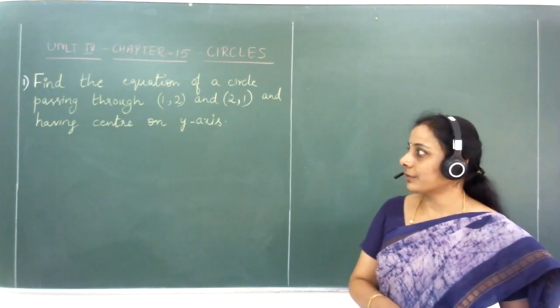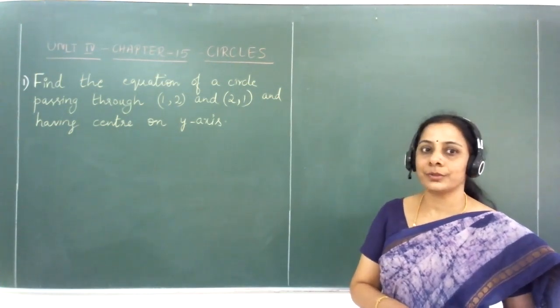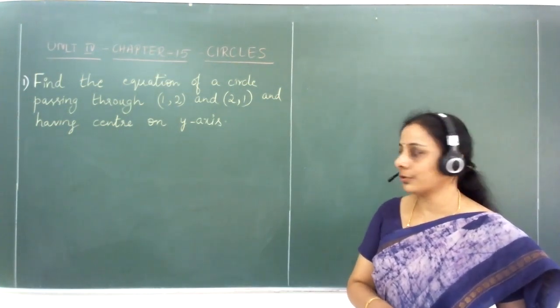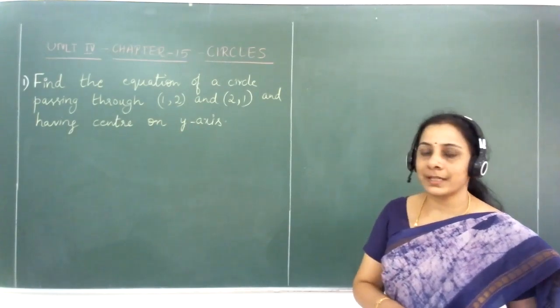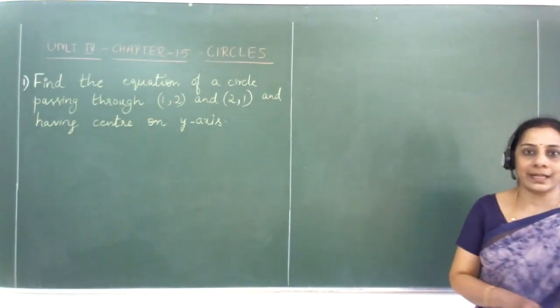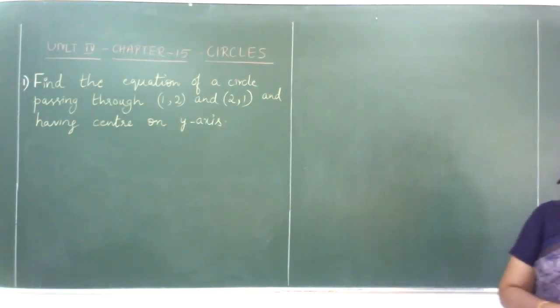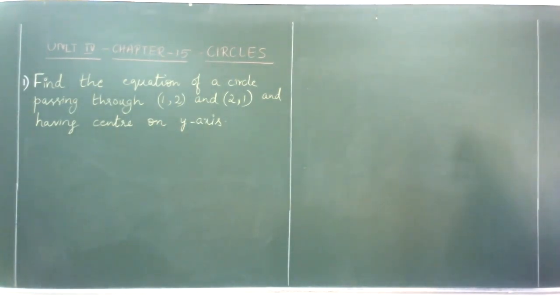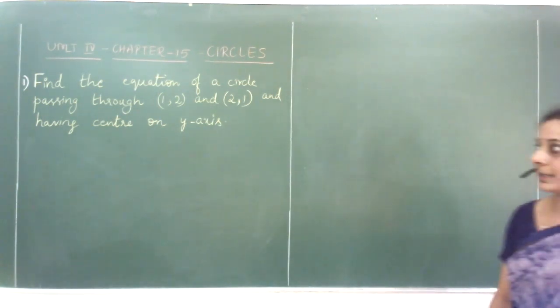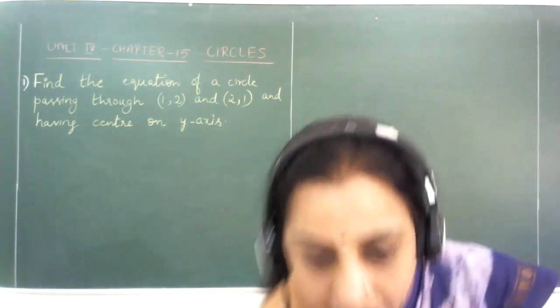Find the equation of a circle passing through the points (1, 2) and (2, 1) and having its center lying on the y-axis. Now, how does one solve this kind of question that we already have taken in the previous two sessions? This is a problem which is based on the general equation. So, we need to assume the equation of the circle in the standard form, general form, to arrive at the solution.